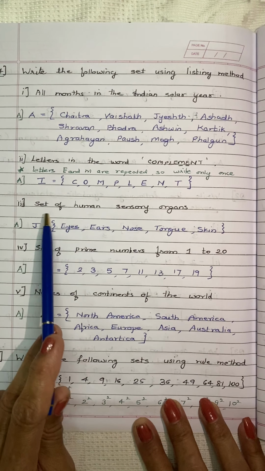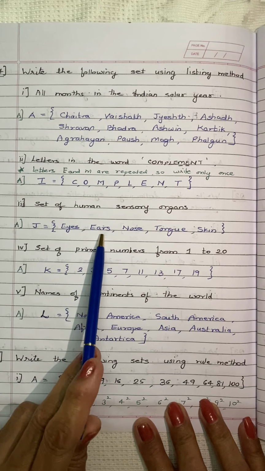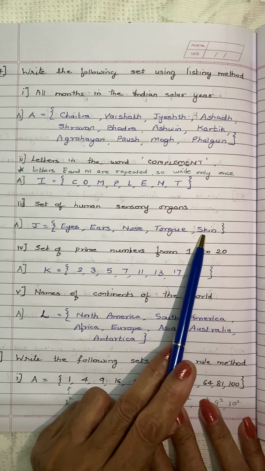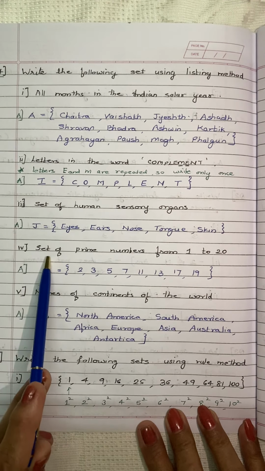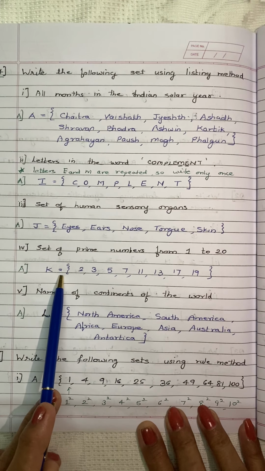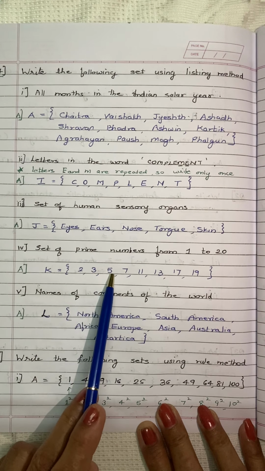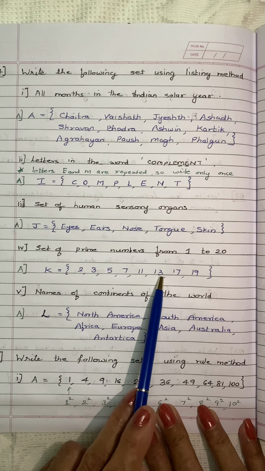Question 3. Set of human sensory organs. J is equal to eyes, ears, nose, tongue and skin. Question 4. Set of prime numbers from 1 to 20. K is equal to all prime numbers from 1 to 20, that is 2, 3, 5, 7, 11, 13, 17 and 19.